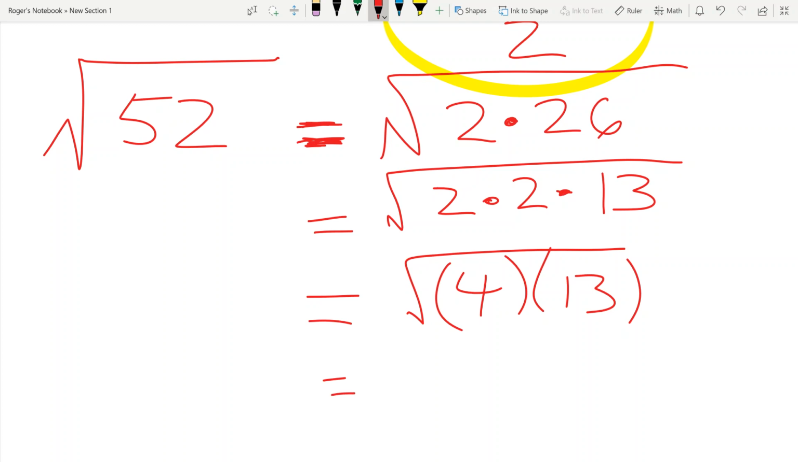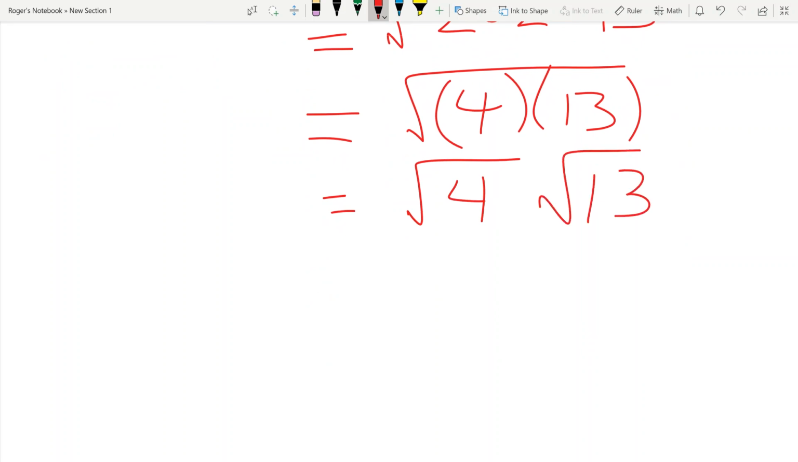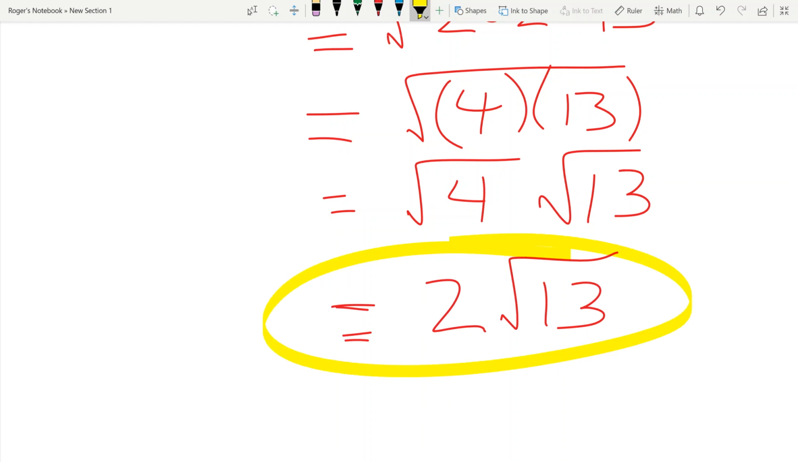And then you break that apart into 2 separate radicals. Square root of 4 times the square root of 13. And of course, you know that the square root of 4 is 2. 2 square roots of 13. That's our simplified version of the square root of 52.